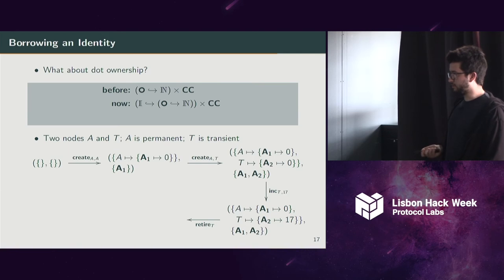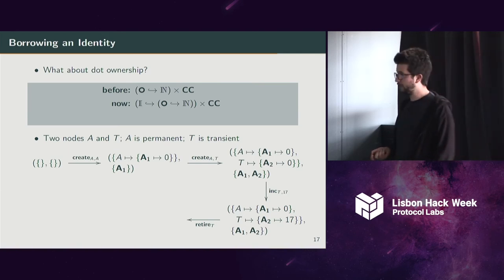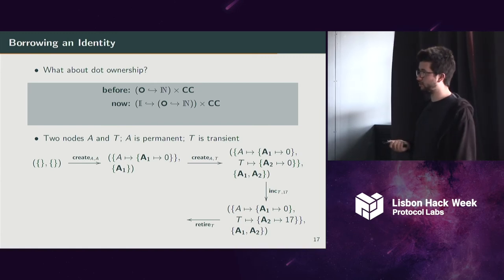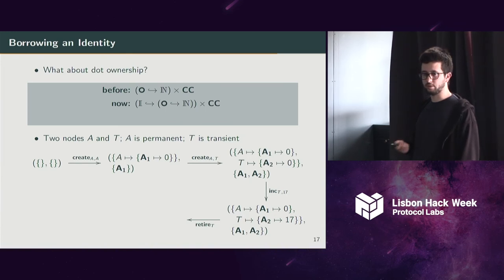And now we have a problem, which is that T wants to leave, but we have no way to tell that in the state. So the idea is that we're going to make T make a promise that it will never increment a counter.